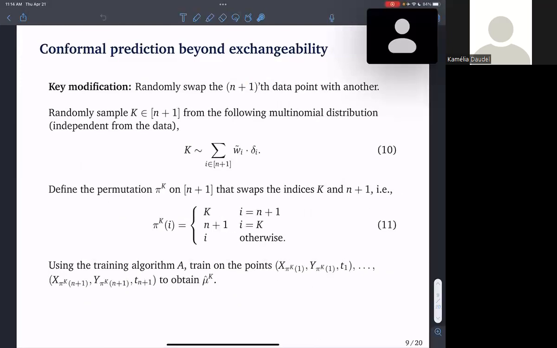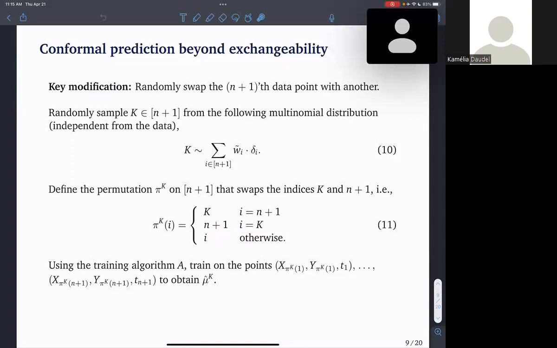One key modification that is made in the algorithm is that you randomly swap the n+1th data point with another one. And how do you do that? You randomly sample k from all the indices with a multinomial distribution, where the probability of picking an index i is proportional to the weight that you've assigned to it. So you're more likely to pick the ones that you trust more, basically. Once you sample a k, you define a permutation pi_k on all the indices that swaps the indices k and n+1. So if i is equal to n+1, you return k. If i is equal to k, you return n+1. So that's the only swap that you have. Otherwise, i is the same. So if k is equal to n+1, you basically get the identity permutation. There's no swapping happening.